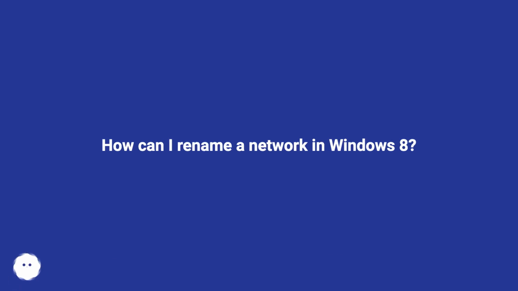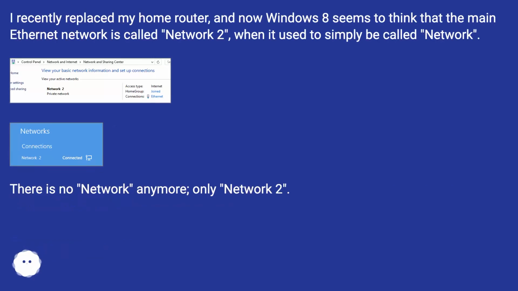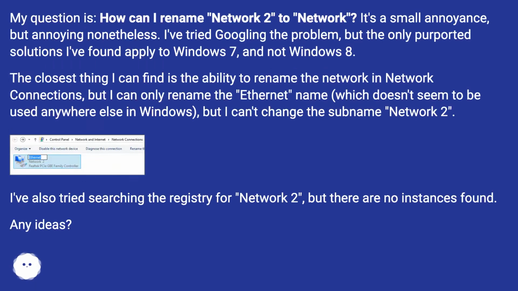How can I rename a network in Windows 8? I recently replaced my home router, and now Windows 8 seems to think that the main Ethernet network is called Network 2, when it used to simply be called Network. There is no Network anymore, only Network 2. My question is, how can I rename Network 2 to Network?